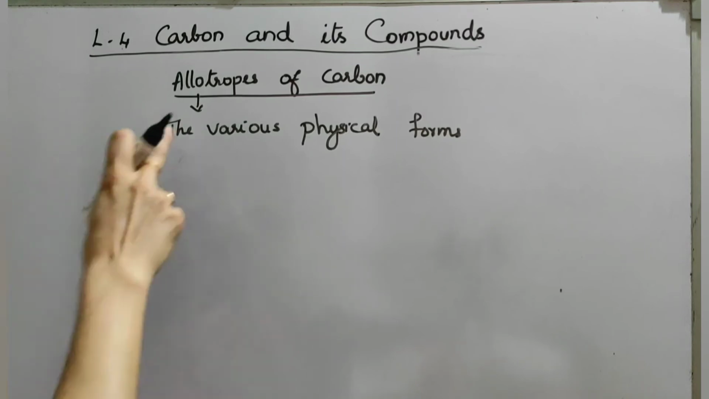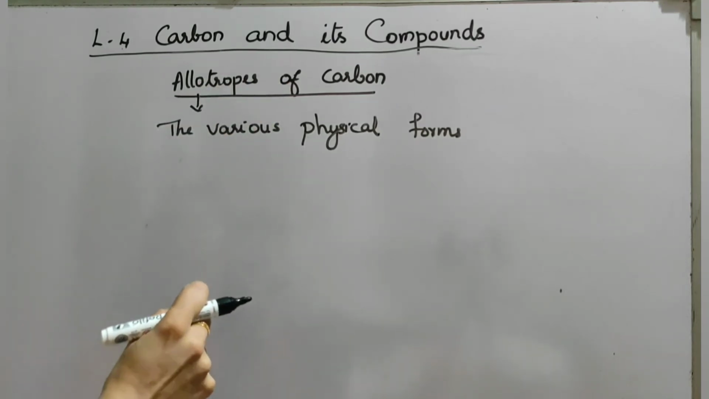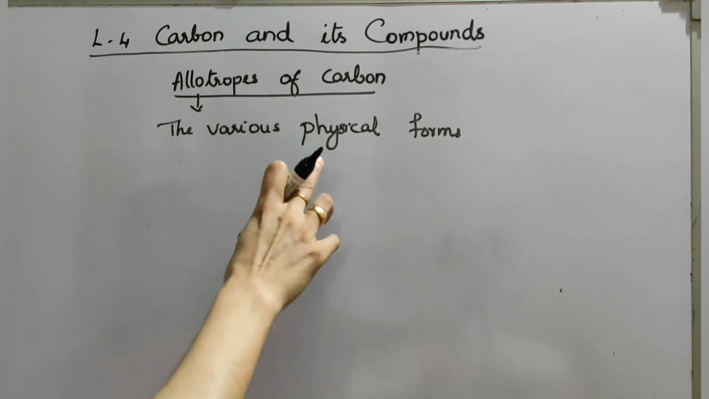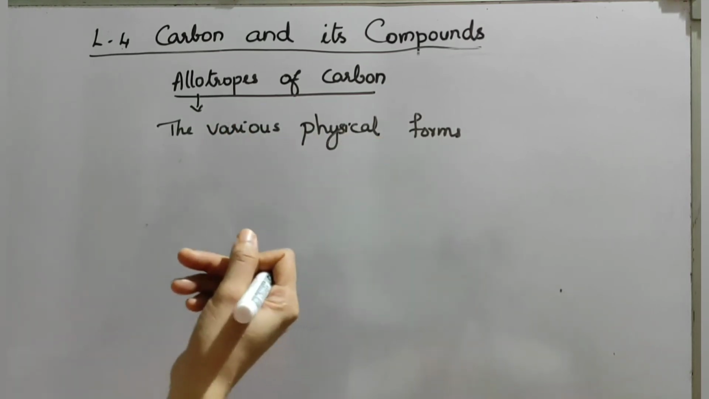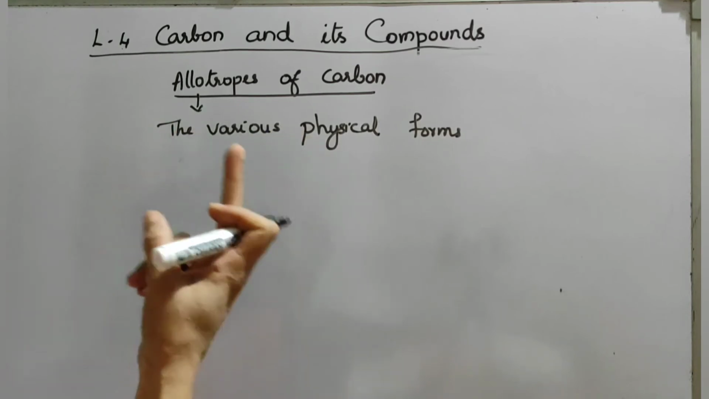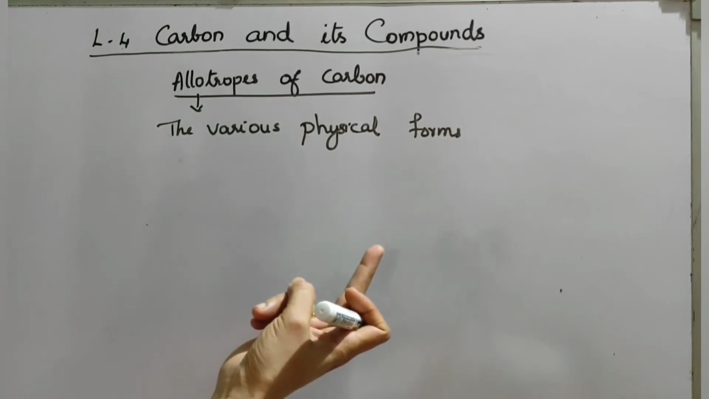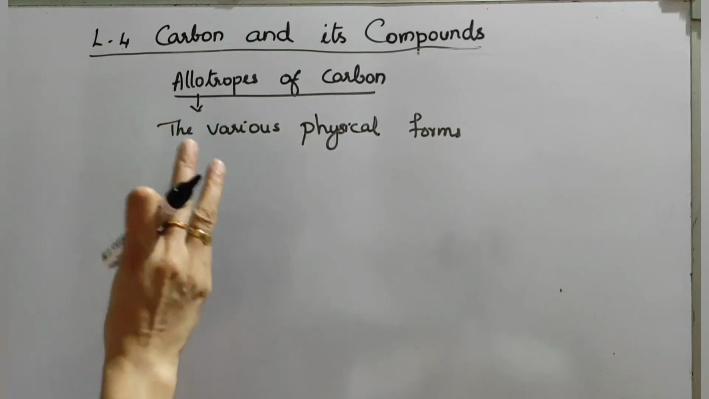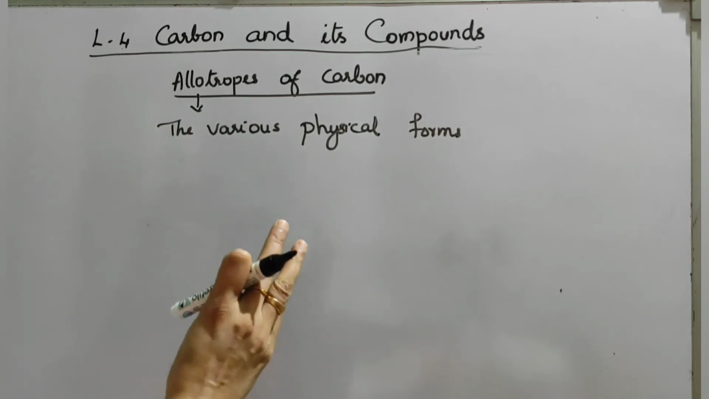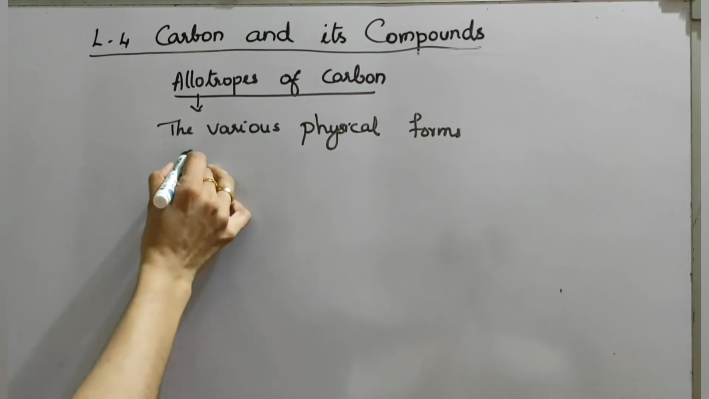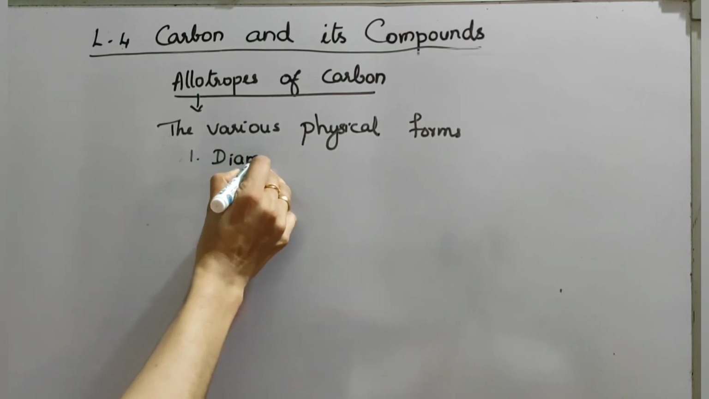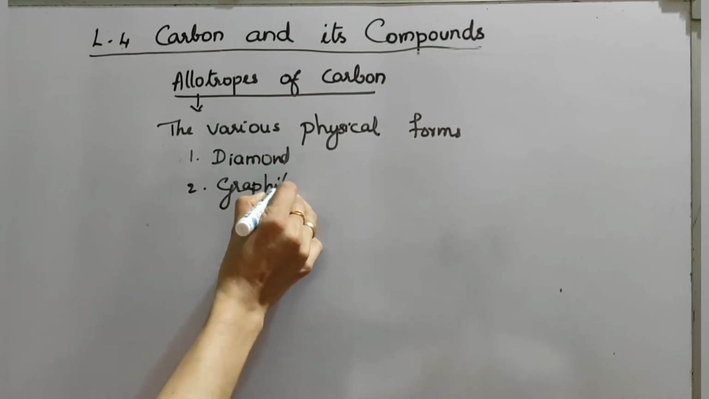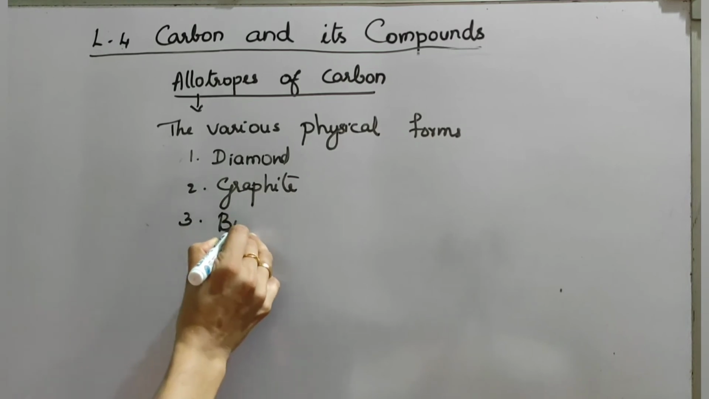Next topic, allotropes of carbon. How can you define the allotropes of carbon? That means the various physical forms in which an element can exist. That is, various physical forms in which an element can exist are called allotropes of an element. This carbon element exists in 3 solid forms called allotropes. That these are diamond, graphite, third one Buckminster fullerene.